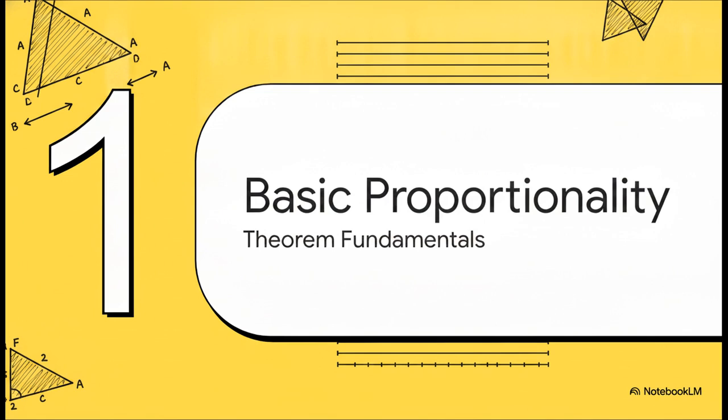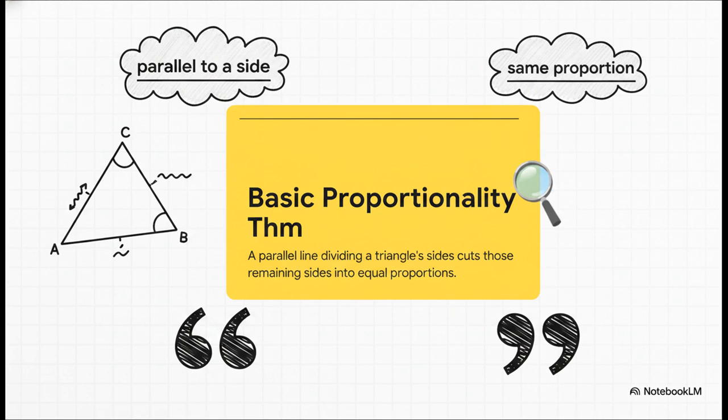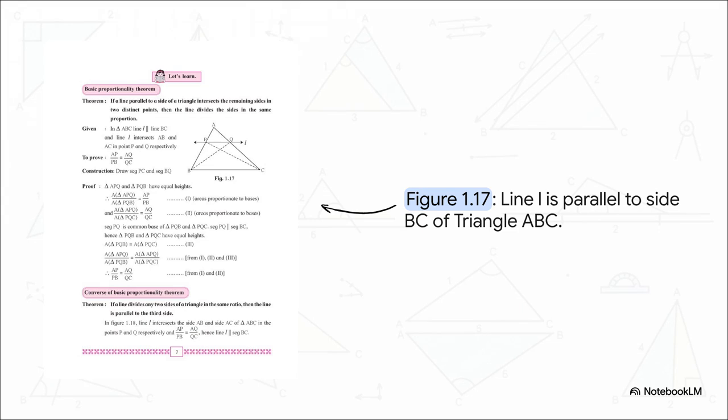We're introducing our very first and honestly most crucial tool today, the basic proportionality theorem, or BPT for short. Now, I'll read this out, and I just want you to let the geometry logic really sink in. It states, if a line parallel to a side of a triangle intersects the remaining sides in 2 distinct points, then the line divides the sides in the same proportion. Take a moment to digest that. The absolute key phrases you've got to remember here are parallel to a side and same proportion.